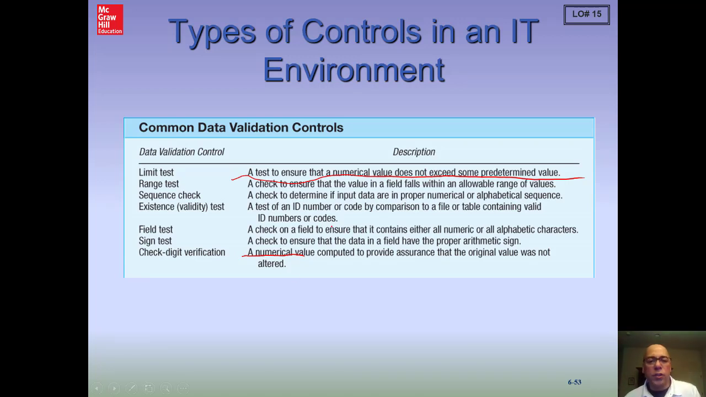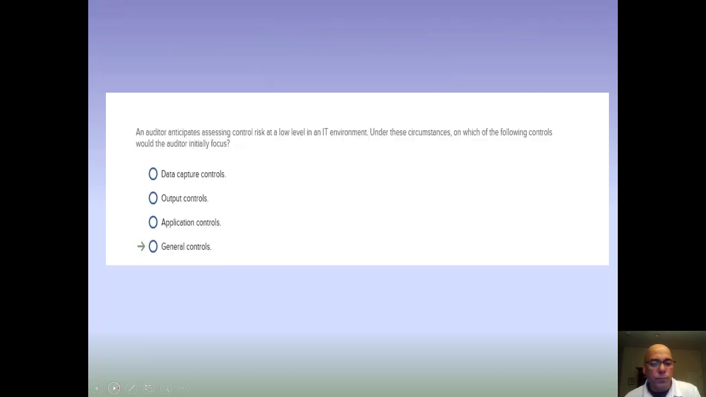Okay, so an auditor anticipates assessing control risk at a low level in an IT environment. Under these circumstances, which of the controls would the auditor initially focus on? General controls, right? You have to have good general controls, otherwise the application controls can't be effective. Again, if someone can hack our system, which is a general control issue, then the application controls are not going to be as effective. I shouldn't say we don't worry about them as much. We worry about them as much, but first the general controls have to be reliable before you can worry about application controls.